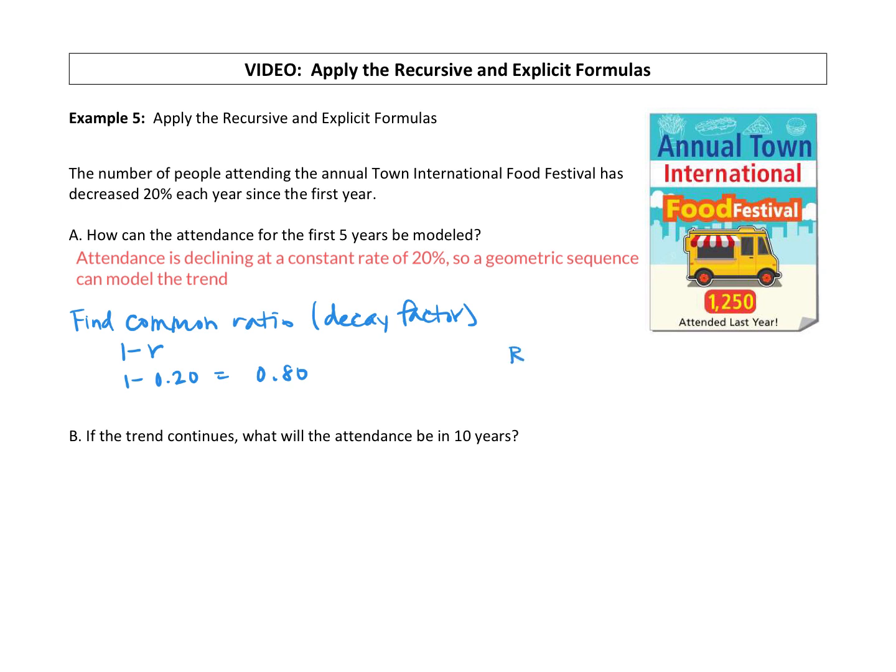So let's write a recursive formula. In our recursive formula, a sub n equals, we need our common ratio, 0.80 times the previous term, a sub n minus 1. And then we have to give people a starting point with a sub 1 equal to, and this is coming from our poster over here, 1,250 attendees the previous year, which was the first year.